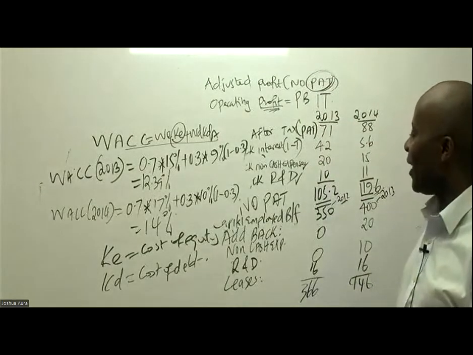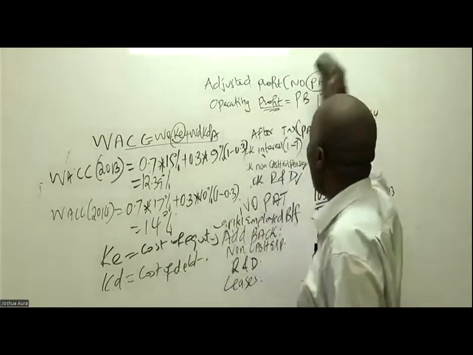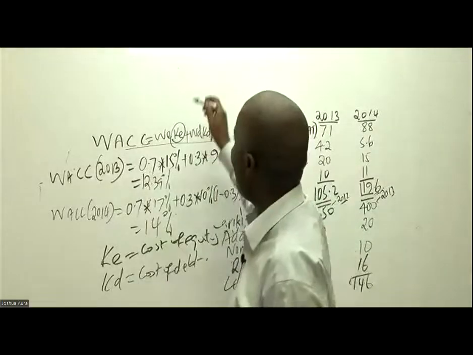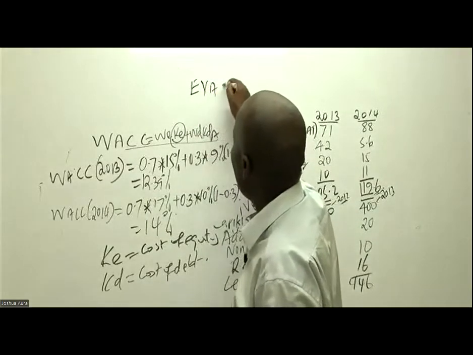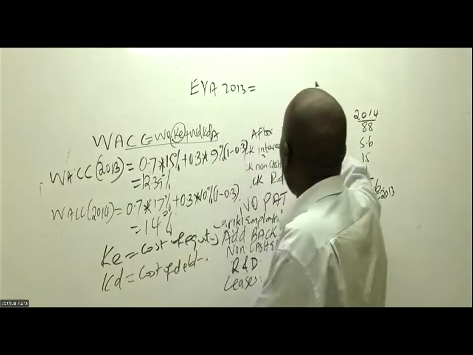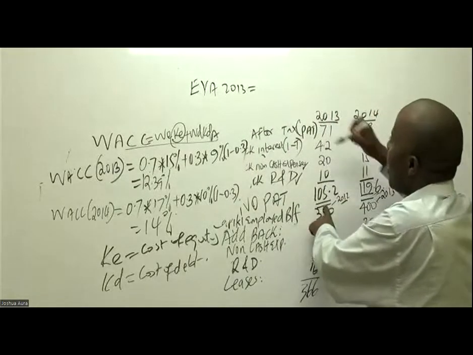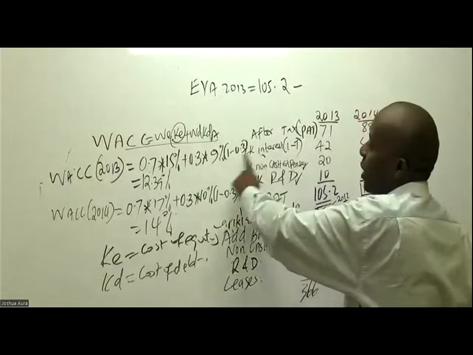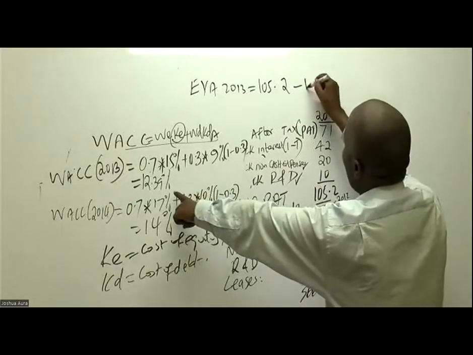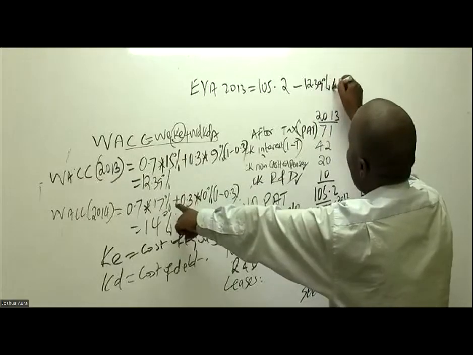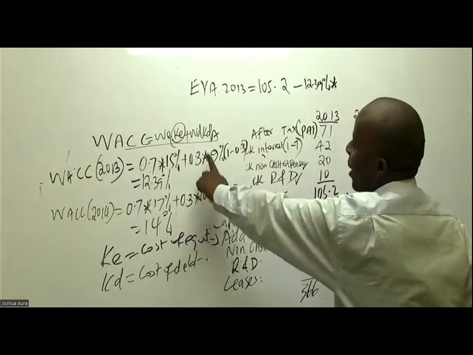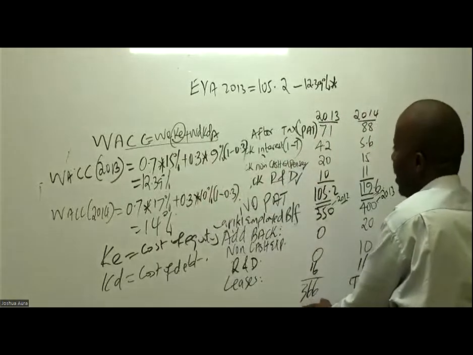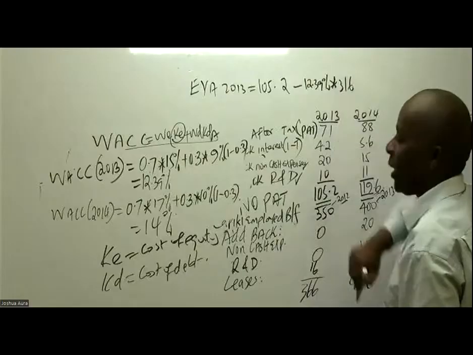Now, ladies and gentlemen, after that, we should be able to get what we call EVA. So EVA for 2013: the NOPAT given here is 105.2 minus the WACC of 2013, which is 12.39%, multiplied by the capital employed in 2013, which is 316.